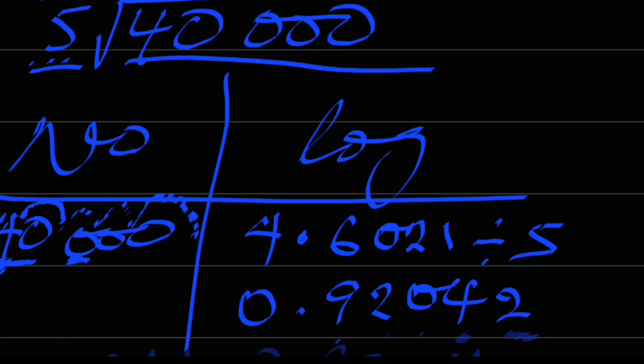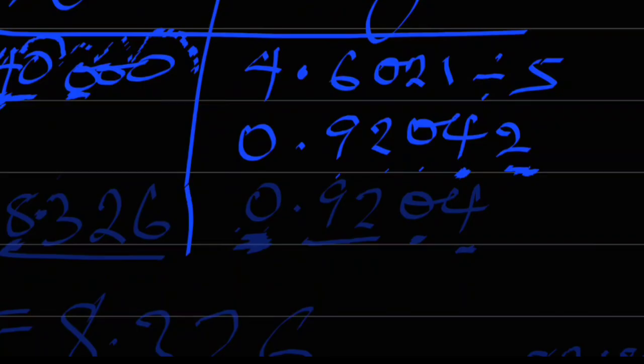We only need 4 figures here. 1, 2, 3, 4. We don't need the fifth one. So if the fifth one is 5 or anything above 5, we will round this one up. But if it is anything less than 5, this one remains. If we were rounding this one up, it would have become 5. But since this number is not up to 5, this one will remain 4. So I want to rewrite this number. This will be 0.9204. So with this number, I can check the anti-log table.